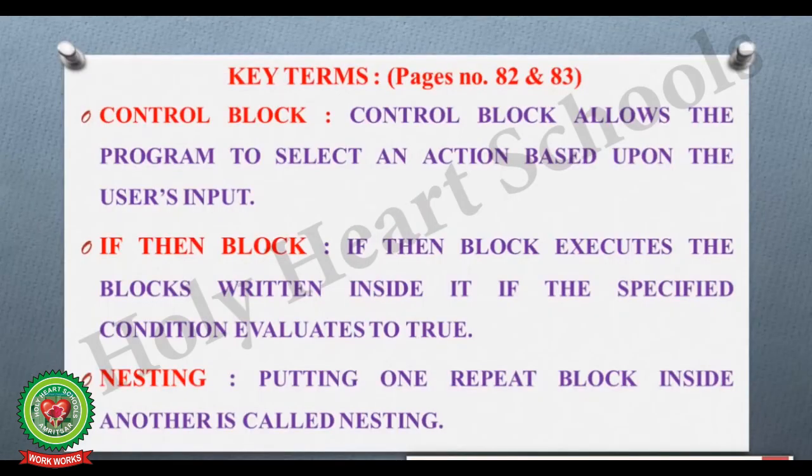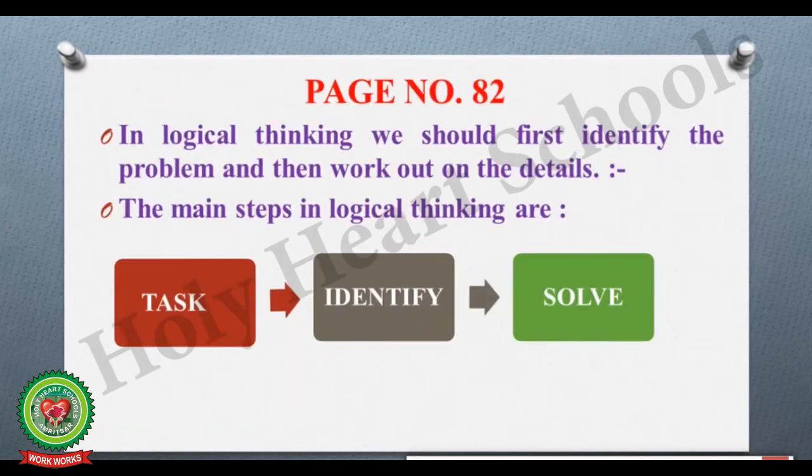Till now we have learnt the following key terms from pages number 82 till 83. We have learnt the terms control block, if then block and nesting block. We have also learnt from page number 82 that we can solve any problem with the help of logical reasoning that contains the following steps: number 1 task, number 2 identify, and number 3 solve. Now revise all the terms and do the practice of the same project.